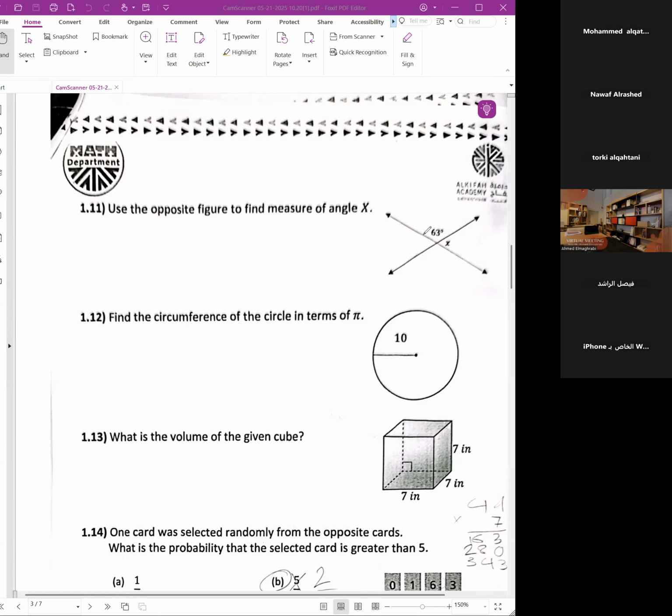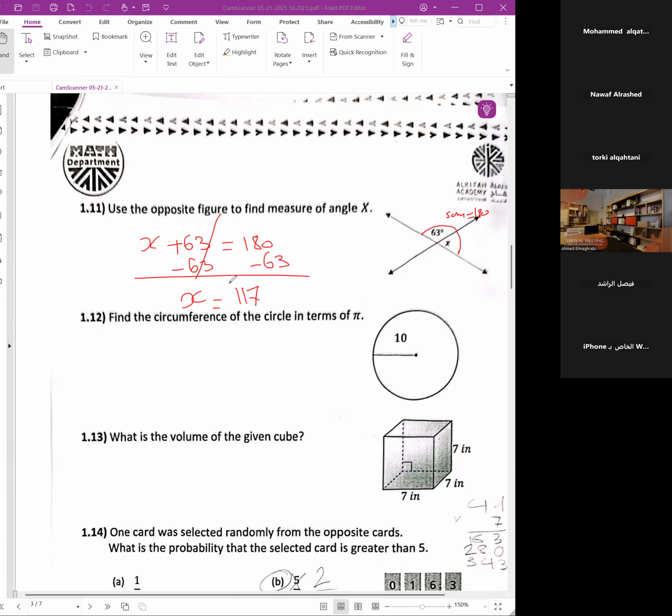Again, guys, I told you, it's a straight angle. The sum is 180. So that means x plus 63 equals 180. How can I get the value of x? Subtract 63 from both sides. So we're going to get x equals, excellent, Abdulillah, it will be 117. Excellent. Is it clear?